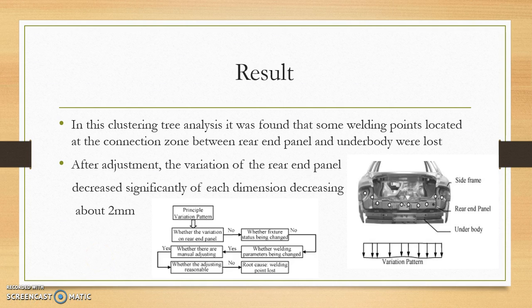So in this result, as we have seen in this clustering tree analysis, it was found that some welding points located at the connection zone between the rear end panel and underbody were lost. After adjusting the rear end panel, the variation of each dimension decreased significantly, decreasing about 2 mm.